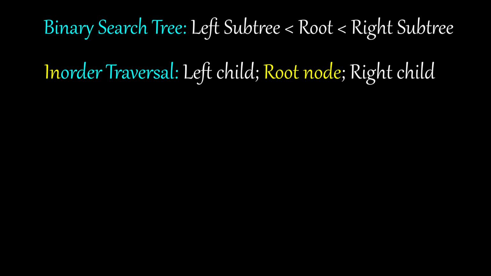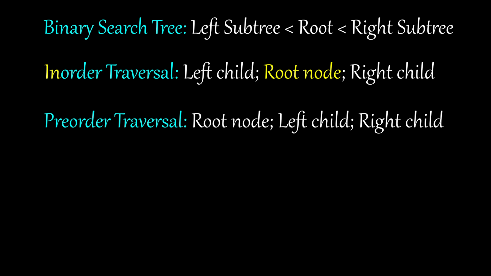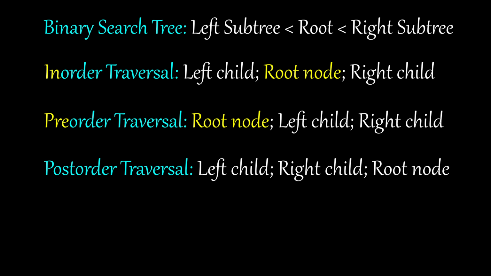In the pre-order traversal, the root node comes first, just like the prefix pre suggests. So you first visit the root node, then the left node, and finally the right node. Finally, in a post-order traversal, the root comes last, just like the prefix post suggests. So you first visit the left node, then the right node, and finally the root node.